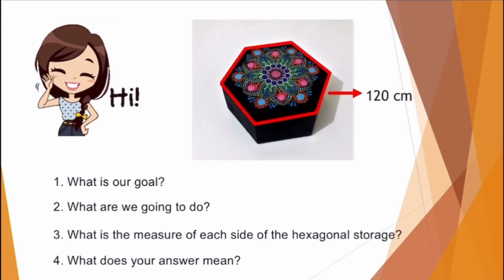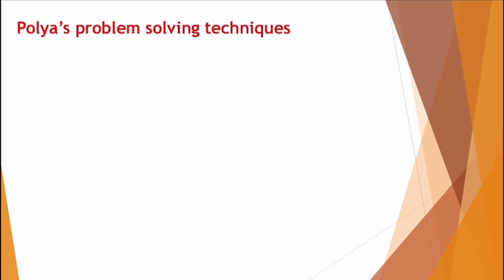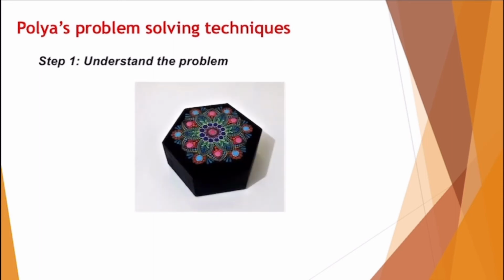We should follow a systematic procedure in solving problems, such as Polya's problem-solving techniques, which highlight the following steps in solving the given problem. So for our step 1, let's understand the problem. In the given problem, our goal is to solve for the measure of each side of the hexagonal storage given the perimeter of 120 centimeters.